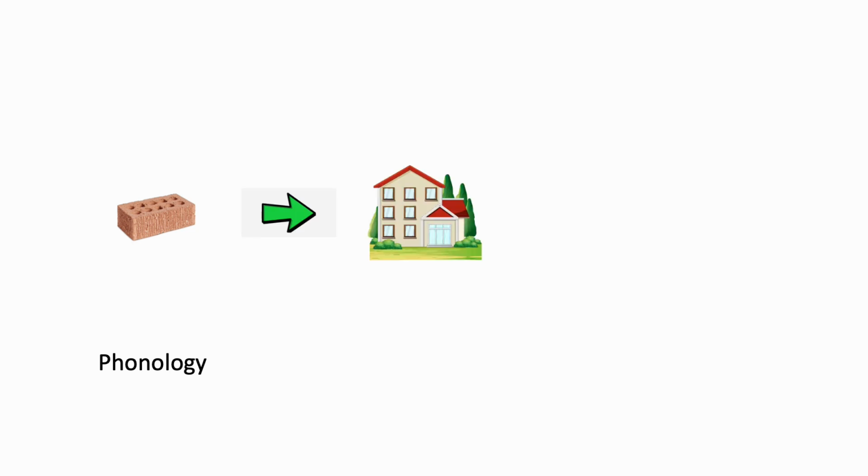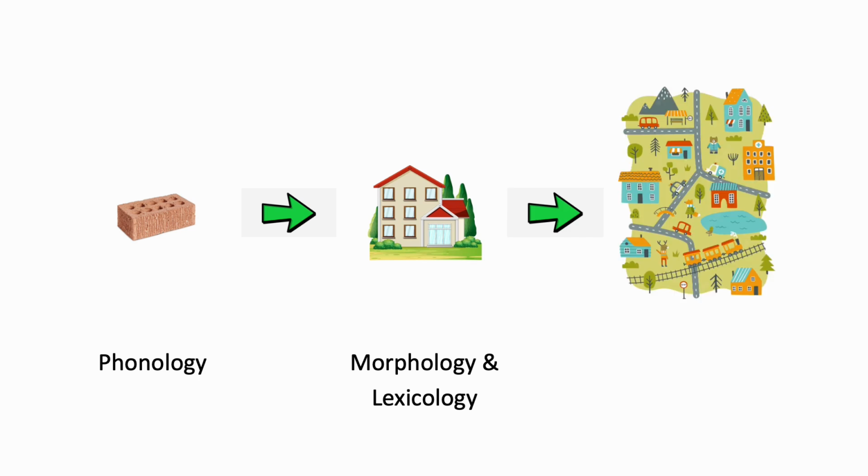Picking up from where we left off, the first subsystem we looked at was phonology, which is all of the sounds. Then we use the sounds to make words, and that was the topic of morphology and lexicology. Then you take all of these words and string them together to make full sentences. How you build sentences is the topic of syntax.